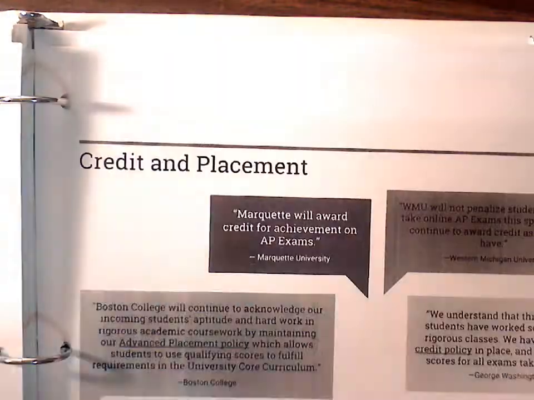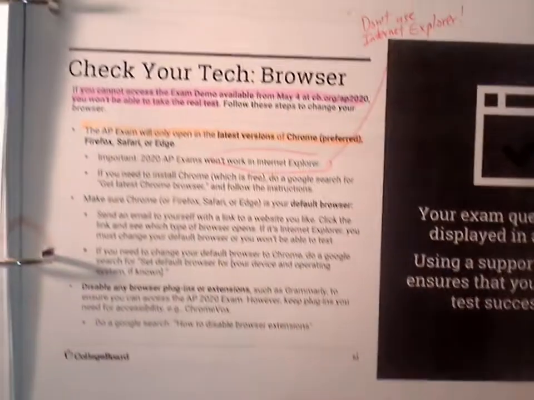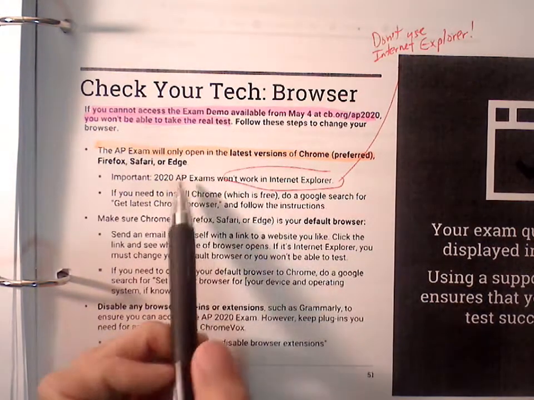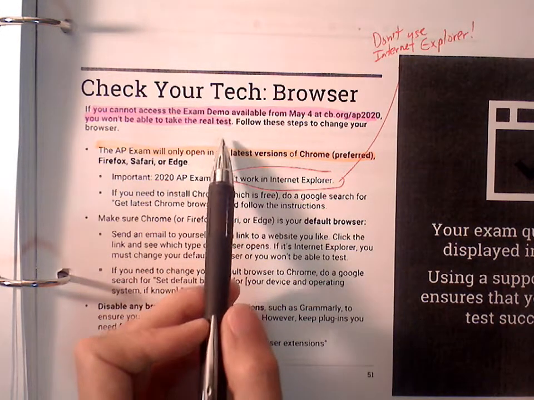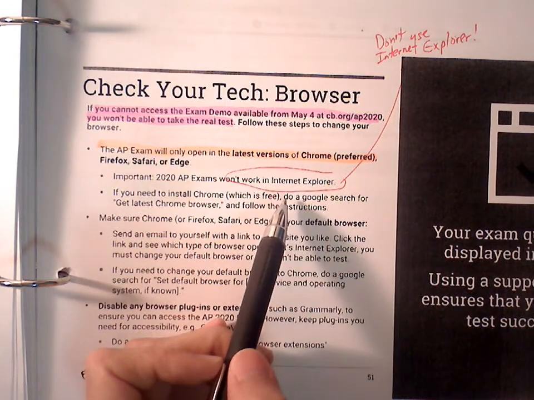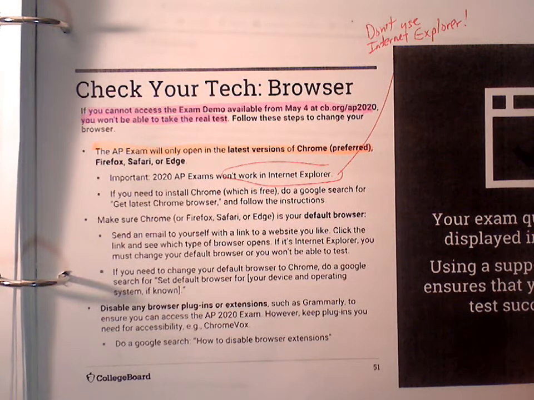Okay, credit and placement. And the last page that they have here is, make sure that you're working off of your Chrome browser and not the Internet Explorer. All right, so that's all I have from this AP guide.